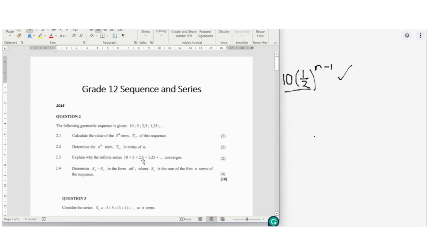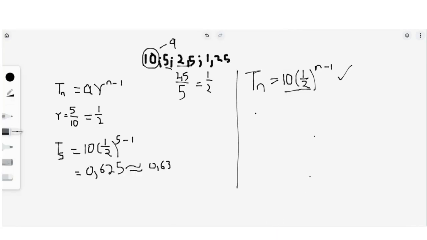Explain why the infinite series converges. Let's see. Our R, we found it to be a half. And this in decimal form is equal to 0.5. This 0.5 happens to be between -1 and 1. So that makes that series convergent. It converges because R is between -1 and 1. It's that simple.